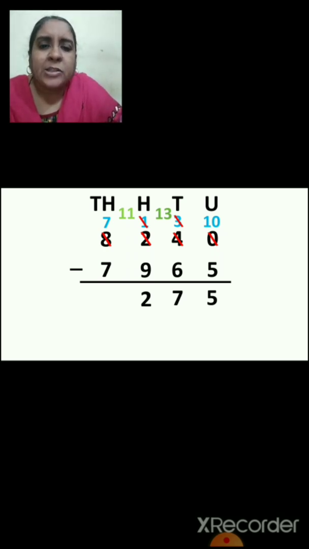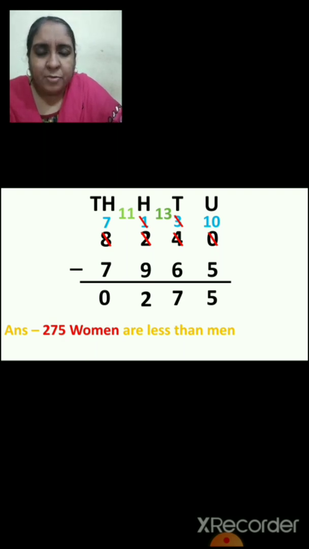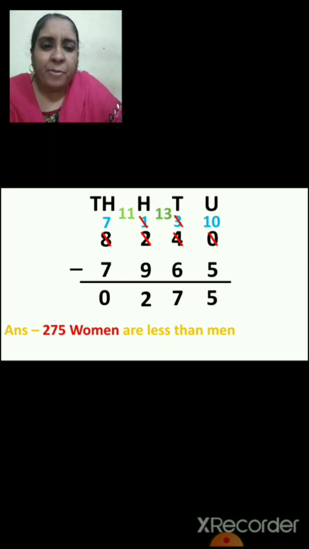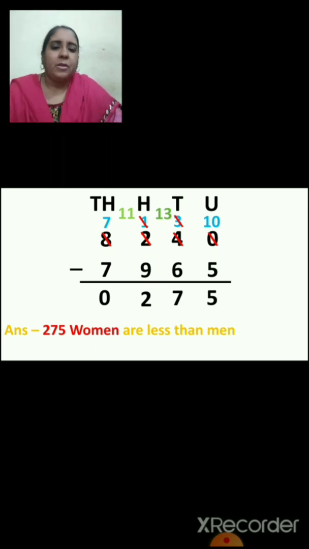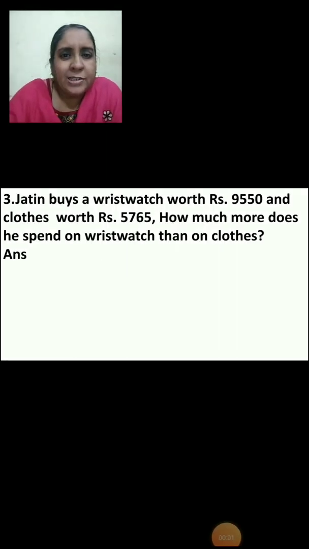Now, we will see thousands place. 7 minus 7. Same number. What will come? 0. So, what is your answer, children? 275. Now, you have to write the answer. So, 275 women are less than men. Okay, what is your answer, children? 275 women are less than men. Okay, now let's see next question.